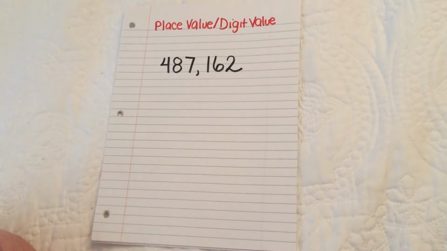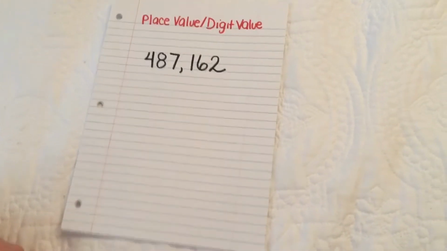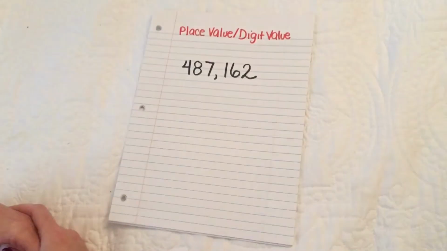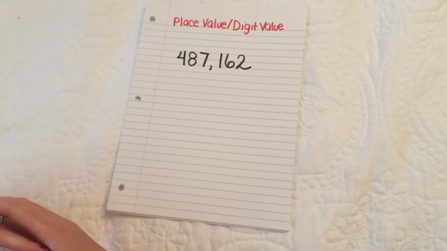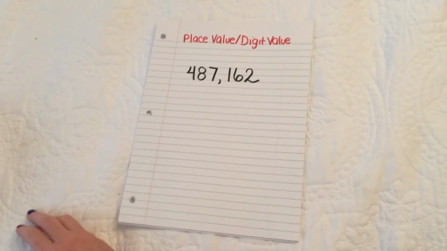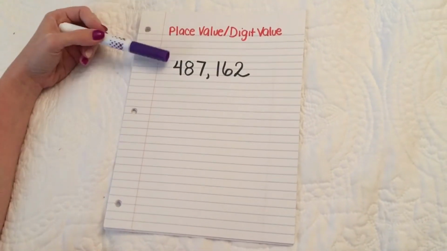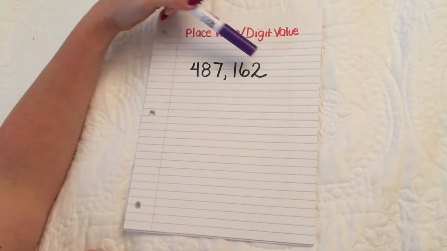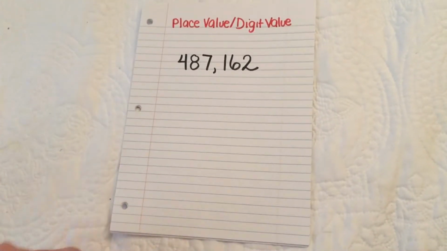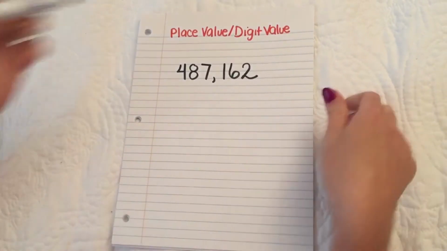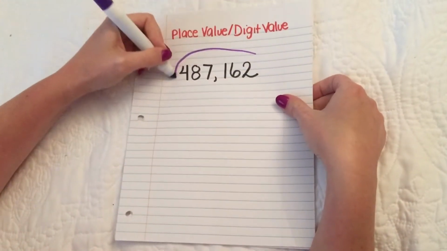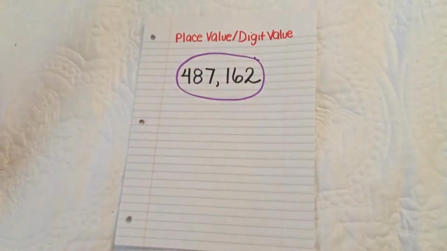At the end of this video, I'll give you a couple resources to use with your student to practice if you feel they need more practice in that subject area. So to begin with, we have a number here, 487,162. So it's important to know, to begin with, this is a number.